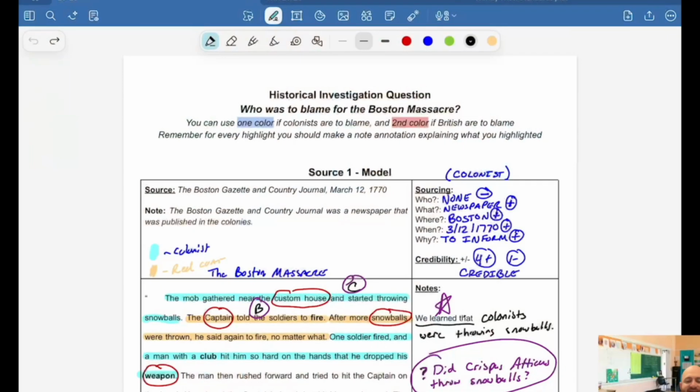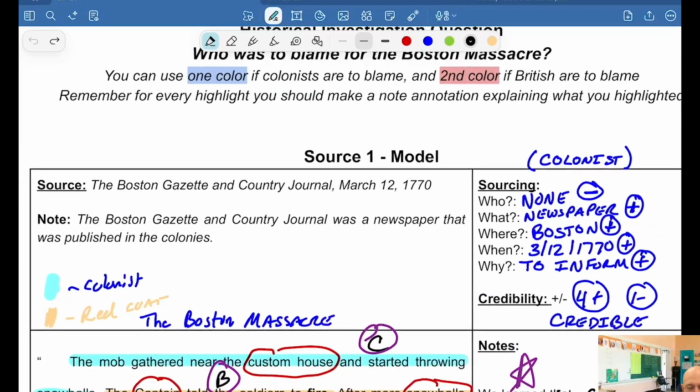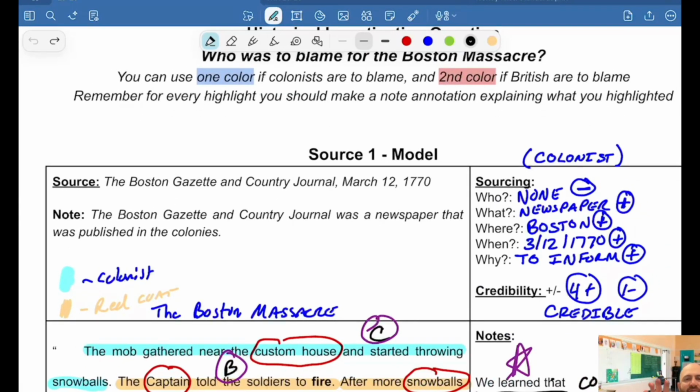So we are in the midst of working on our historical investigation. Our HIQ question is, who was to blame for the Boston Massacre? We're looking at 6 different sources, and we're trying to figure out who was to blame. Was it the Patriots and the colonists, or was it the British and the soldiers and the Parliament because of the taxes? So what we did for each source is we sourced it. We did the 5 W's: who created it, what type of source is it, where was it created, when was it created, and why was it created. We went through our credibility checklist, and then we started annotating.